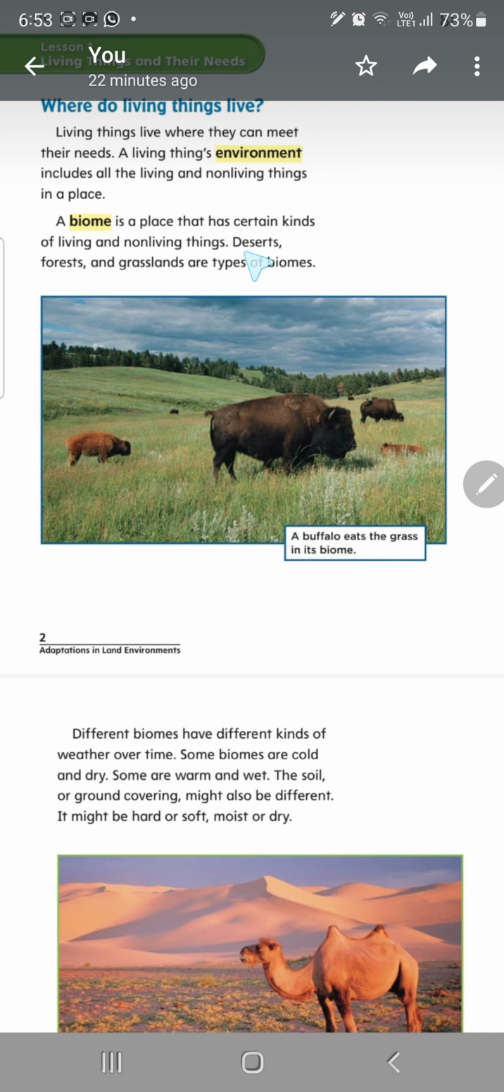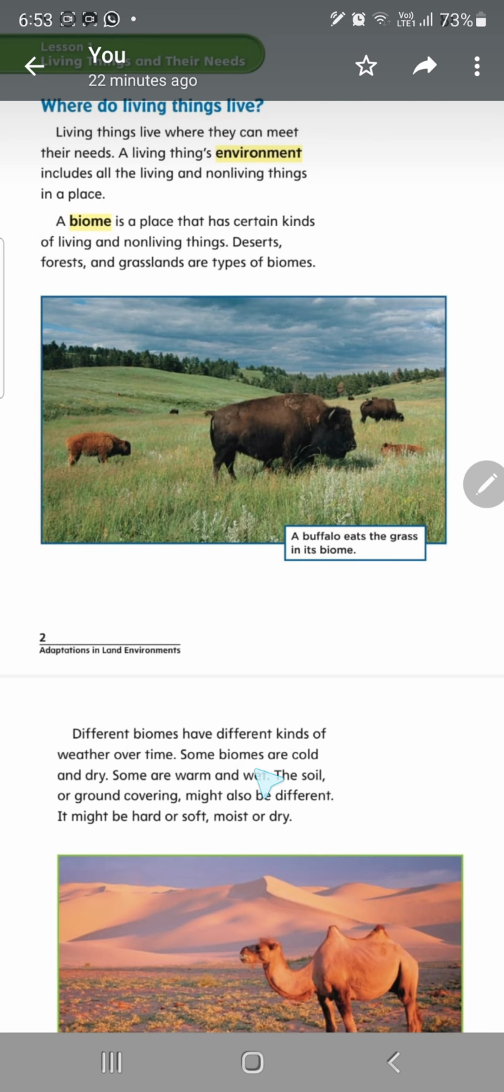Okay, what can you find in the desert? Special or certain plants, certain animals. What can you find in the forest? Certain plants, certain animals. Grassland, the same. So that's why we call it a biome, because each place has certain kinds of living things and non-living things. Like a forest, a desert.